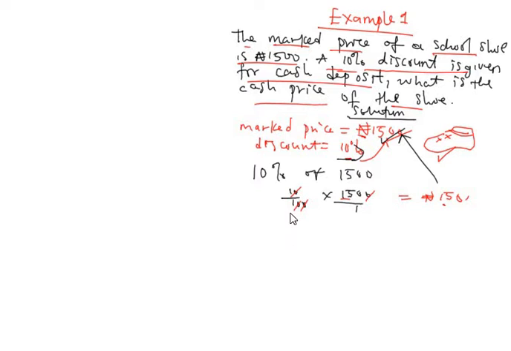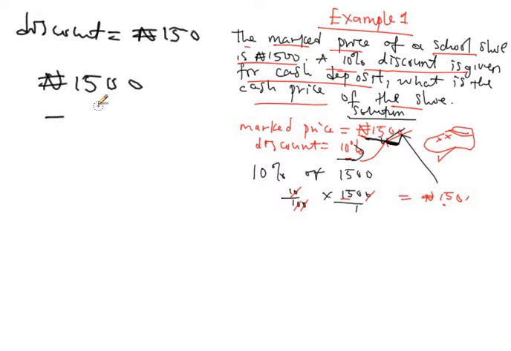Okay. Now, the discount is what? How much? How much was removed? 150. So if you remove 150 from 1,500, how much remains? So 1,500 minus 150.